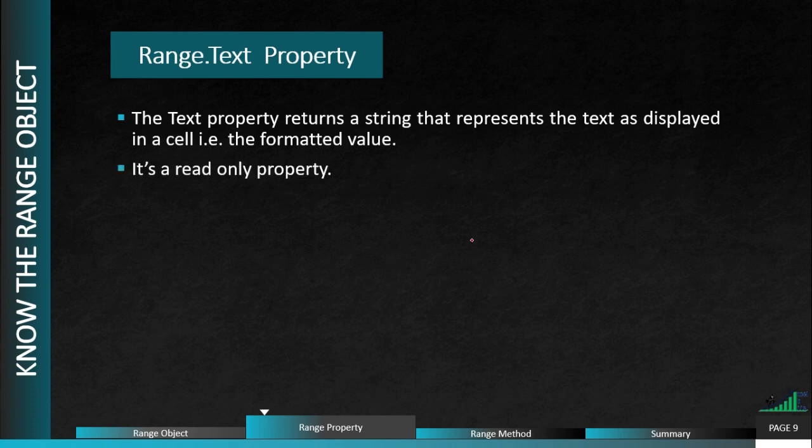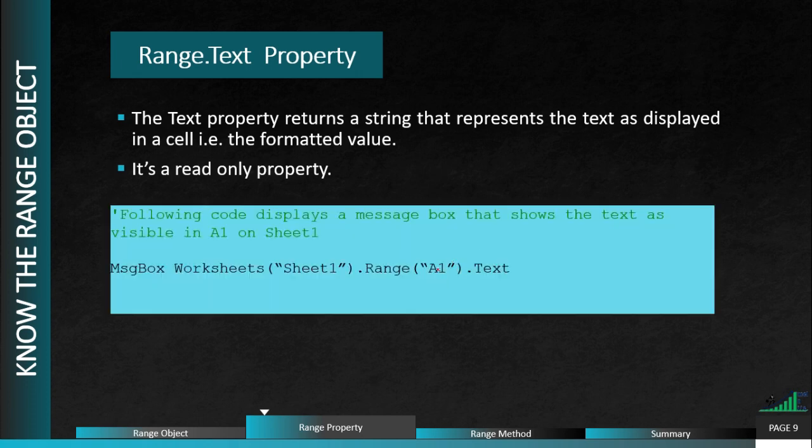Suppose you have a date. The date may be something different value-wise, but it is displayed in some way, as formatted text. So if you take the text part, whatever it is showing in the Excel sheet, that part will be visible. If you take the value part, it will give you the number. A date is a number with a certain sequence. Now it is simple: message box, sheet up to this is okay, dot text, it will give you the text value.